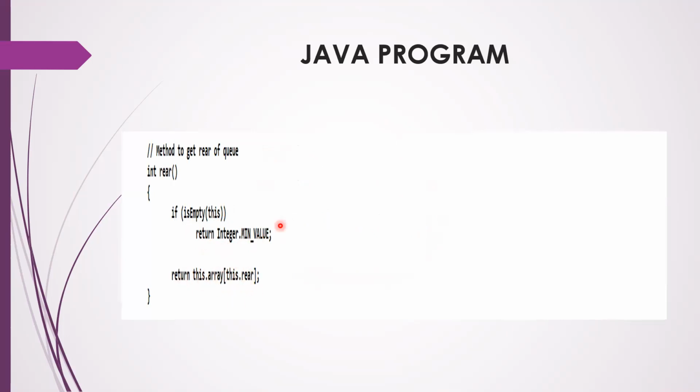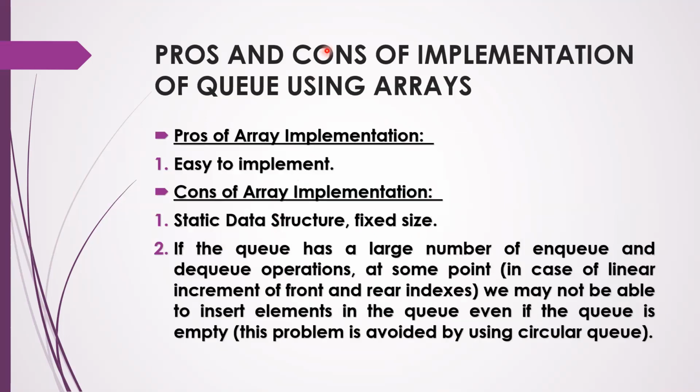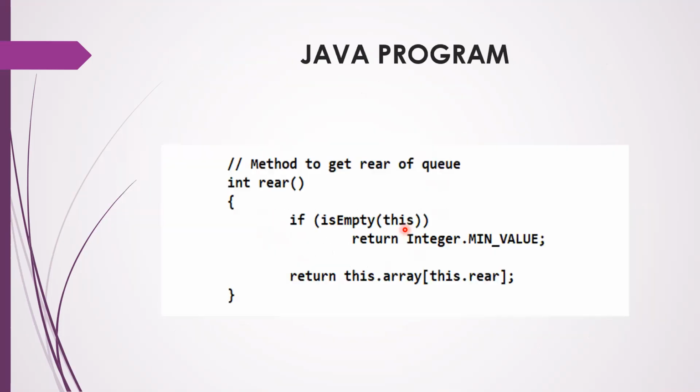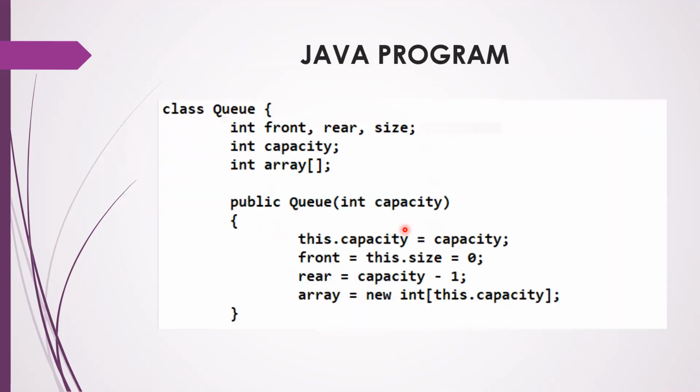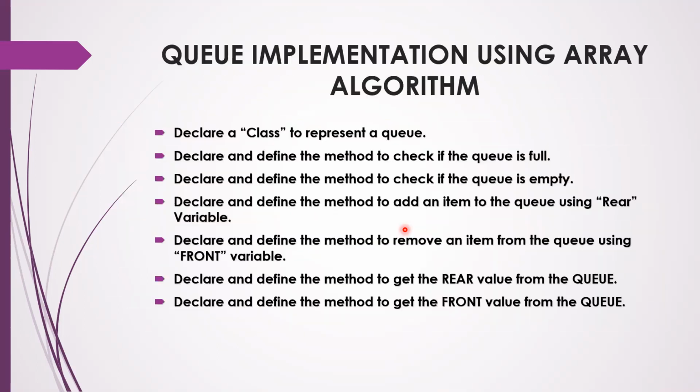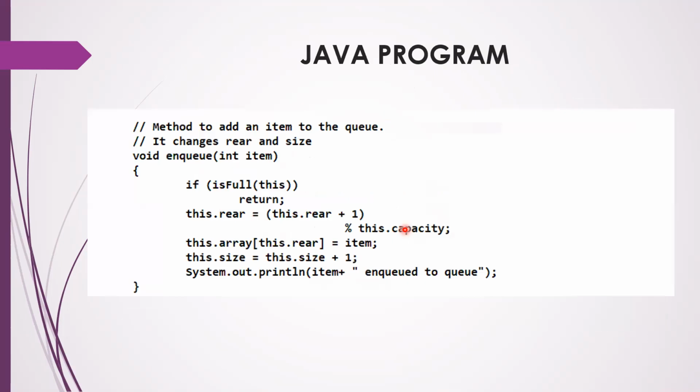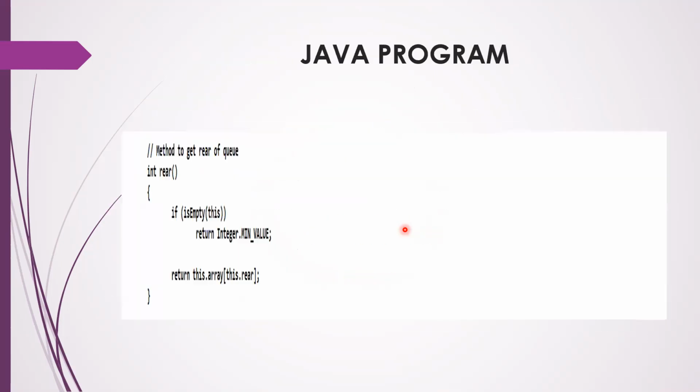Now the pros and cons of the implementation of queue using arrays. What is the pro of implementing using an array? It's easy to implement. What is the con? It is a static data structure. We have a fixed size. For example, we have fixed here that it has to be 5. The size is fixed, it is static in nature.